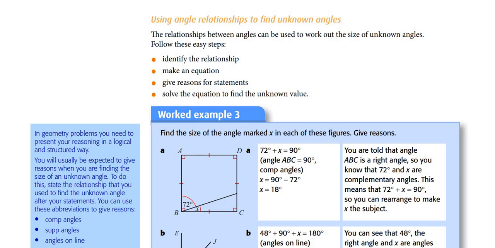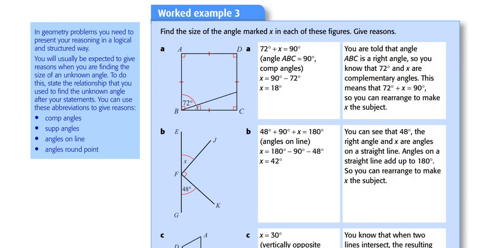Follow these easy steps. First, you have to identify the relationship between the angles and the relationship with the unknown value that you want to find out. Then you have to write an equation with those relationships. You have to say why you think that is a relationship, and then you have to solve the equation to find the unknown value. You can solve the equation as we have seen in previous lessons. So, worked examples here.